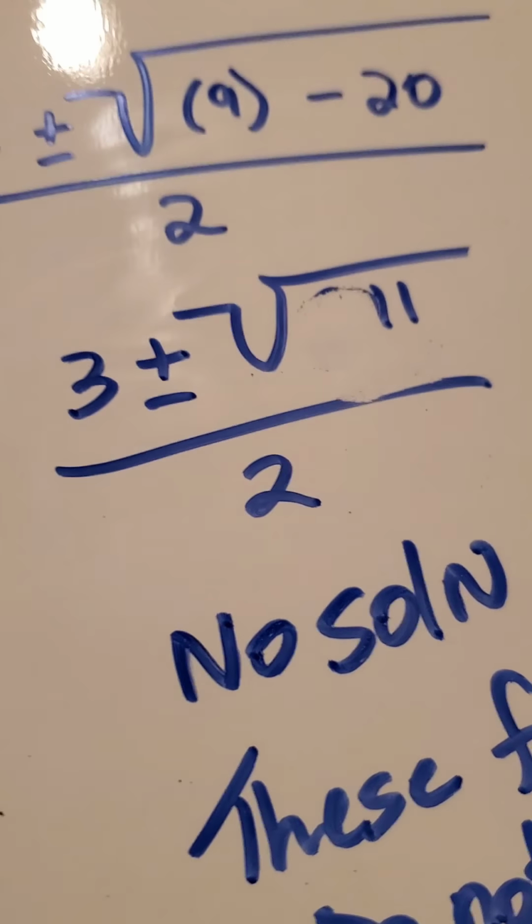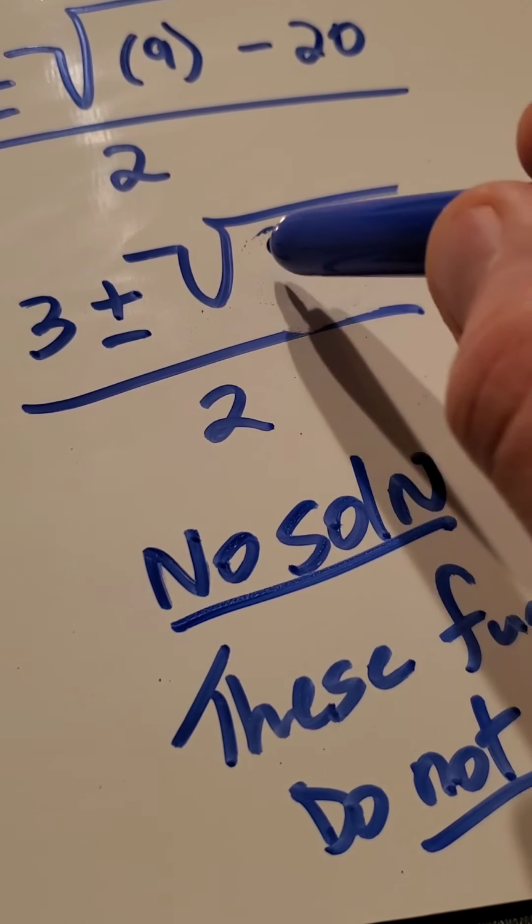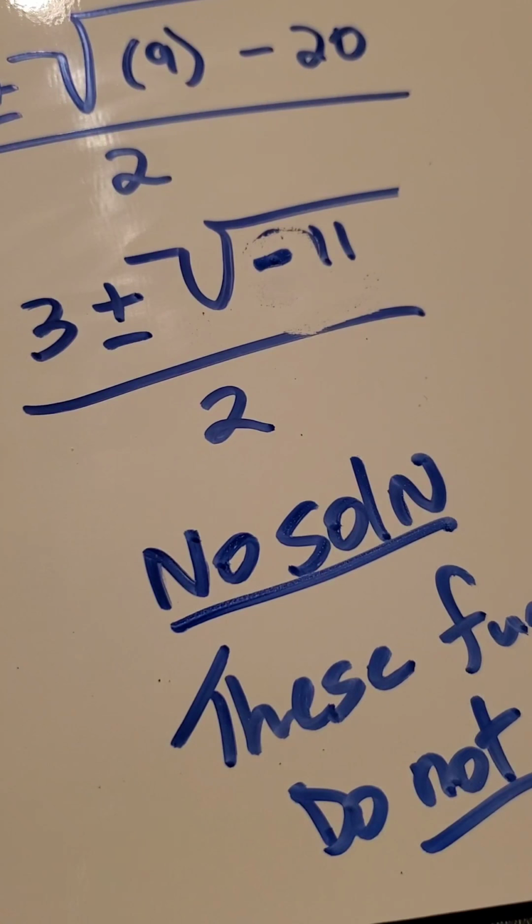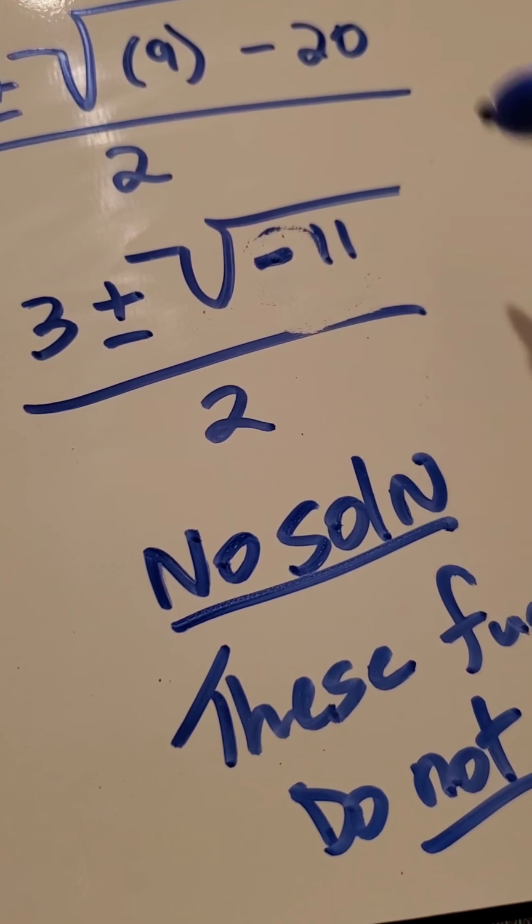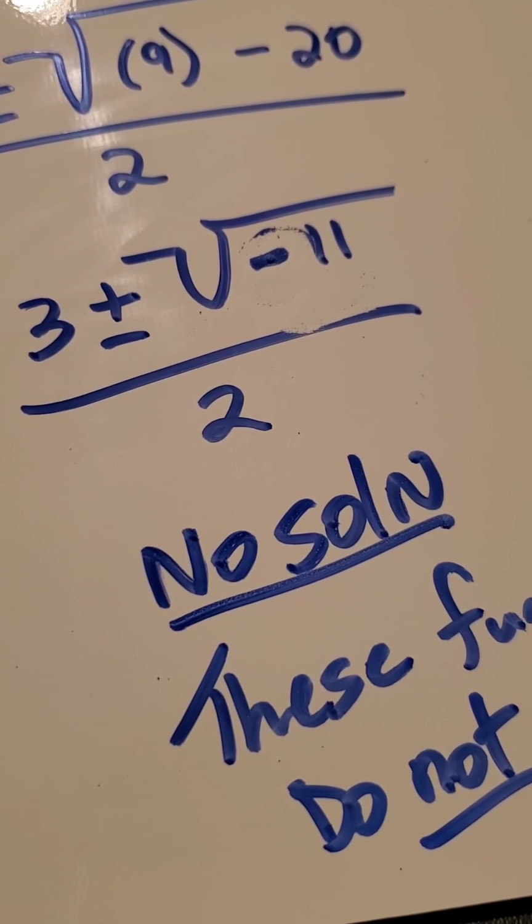But again, what screwed us up today, the reason we know we have no solutions now, is because we had a negative number underneath the radical. That was the big reason why. The negative number in the radical.